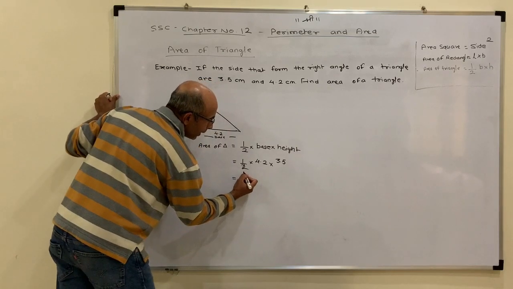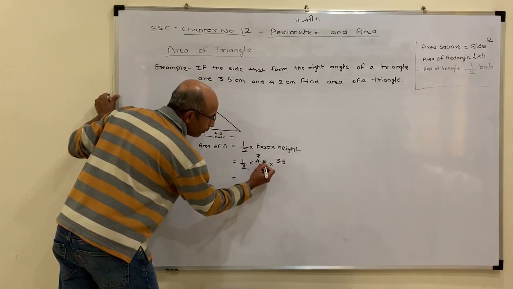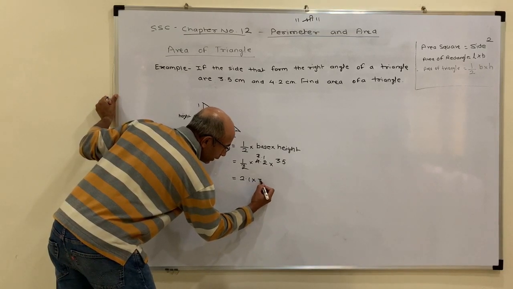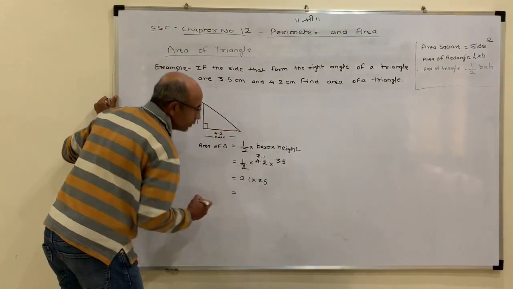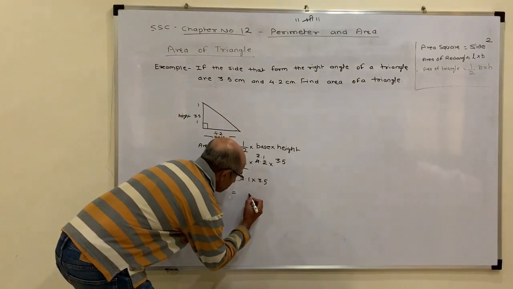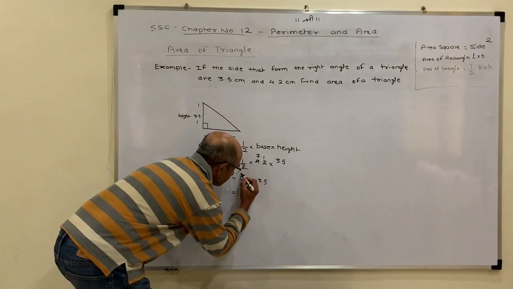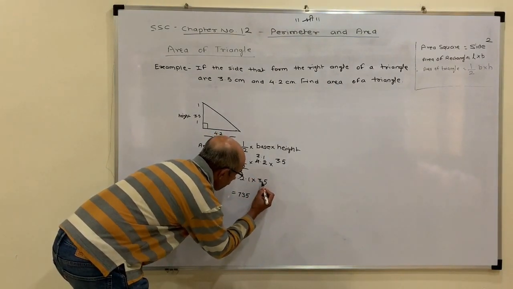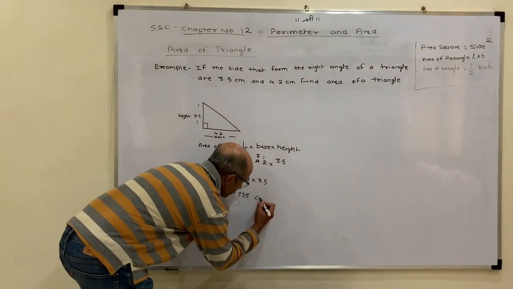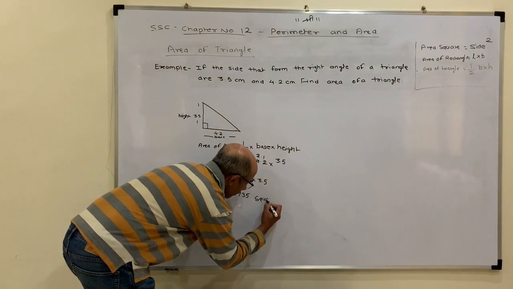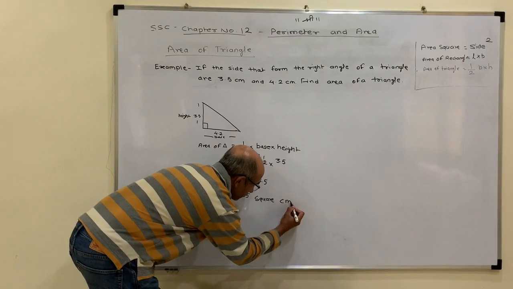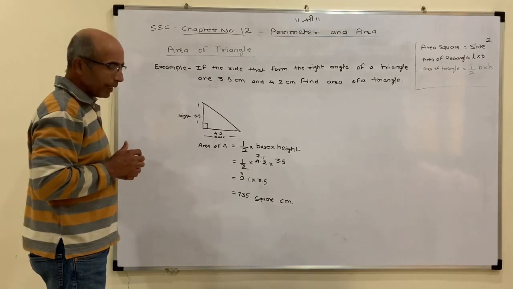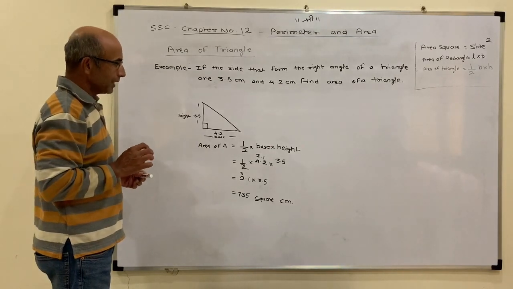So now if I divide 4.2 by 2, that's 2.1. So 2.1 into 3.5 comes out to be 7.35 square centimeter. So my area of the triangle is 7.35 square centimeter.